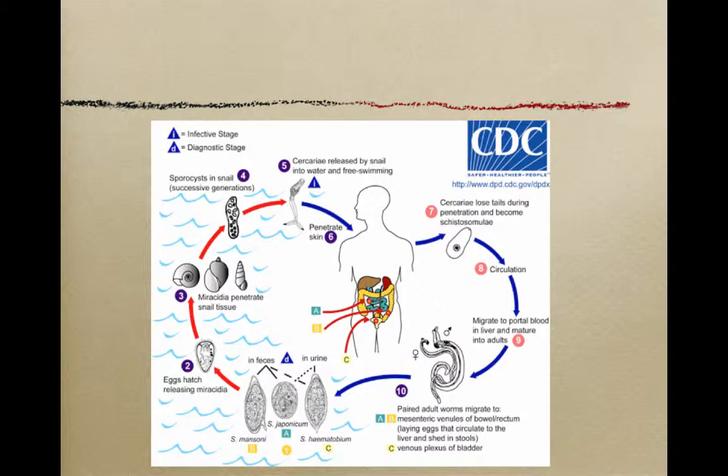Just as a quick refresher about the life cycle of schistosomiasis, the adult worms live in the mesenteric veins or around the venous plexus of the bladder, and they lay tons of eggs. These eggs then go through a snail intermediary until they form cercaria again. The cercaria then penetrate the skin, migrate through the circulation, and then paired adult worms again repeat this cycle.